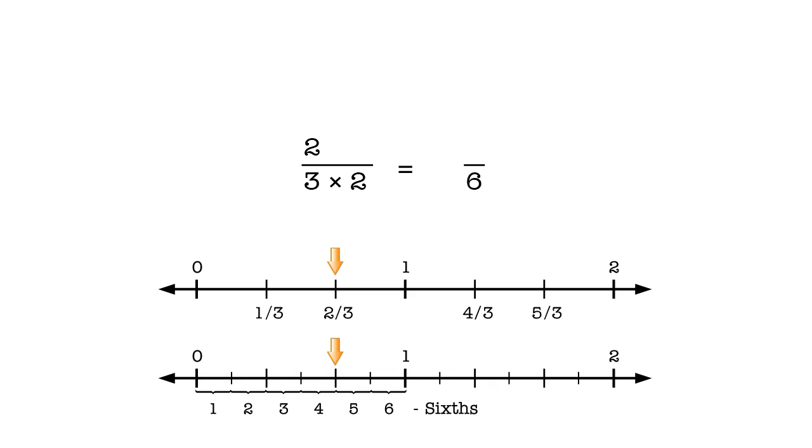In other words, when we divide each third into 2 parts, we automatically create 2 times as many parts in the numerator. We show that like this. 2 times 2 is 4. So, when we multiply, we get 4/6. The fraction 2/3 becomes 4/6. We describe this situation by saying that 2/3 is equivalent to 4/6.